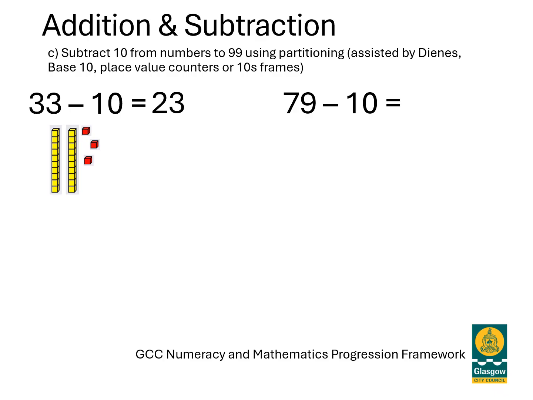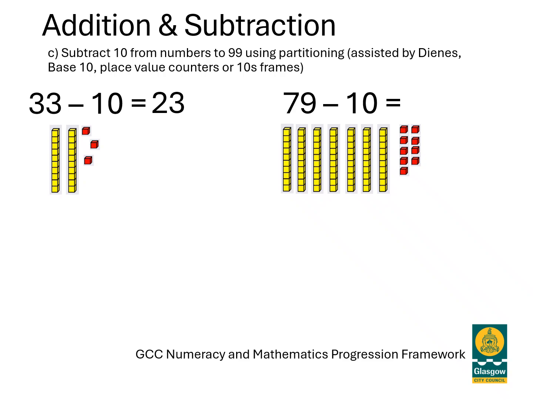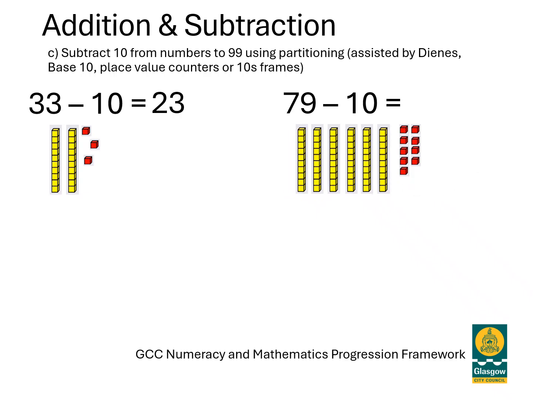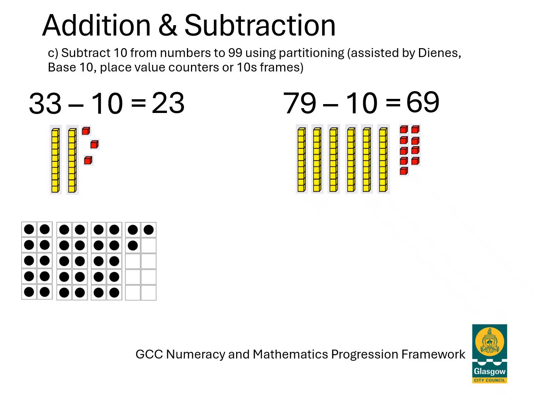In the same way here, 79 people go to the cinema, but 10 of them leave halfway through because they don't like the film. How many are left in the cinema? We can pull the 10 away, or ideally remove it completely from view, so that we can see there's only 69 remaining. And as I said before, we can model this through with tens frames.